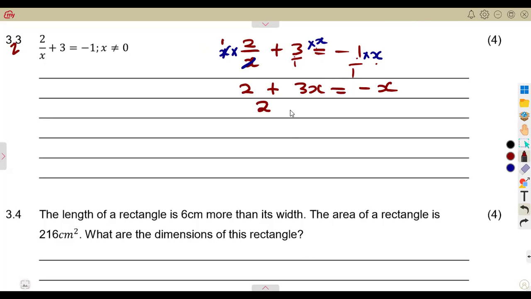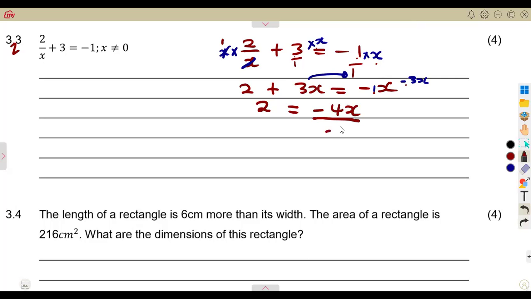Collect the like terms. So 2 is equal to, I take the 3x to the other side of the equation. It will be a plus there. Sorry, it was a plus this side, so the moment it jumps, it will be a minus. So it's minus 3x.